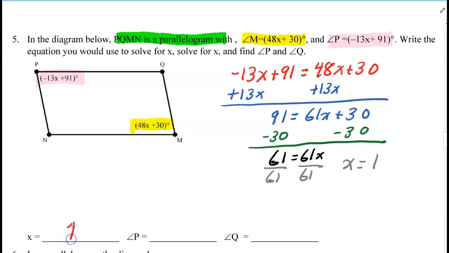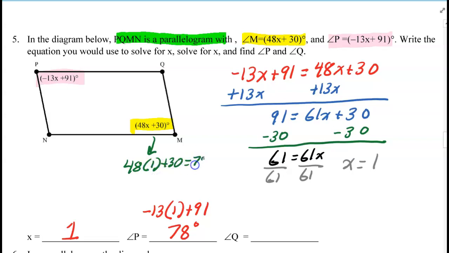Now that I know x is equal to 1, to find angle P, I'm going to substitute 1 into negative 13x plus 91. Doing that math, I'm going to get angle P is 78 degrees. Now just to check it, I'm going to plug it into M, so 48 times 1 plus 30 is indeed 78, so I know I did the problem right.